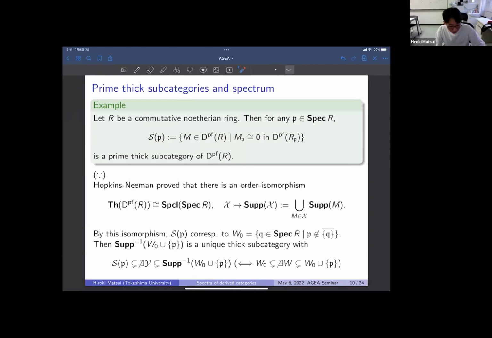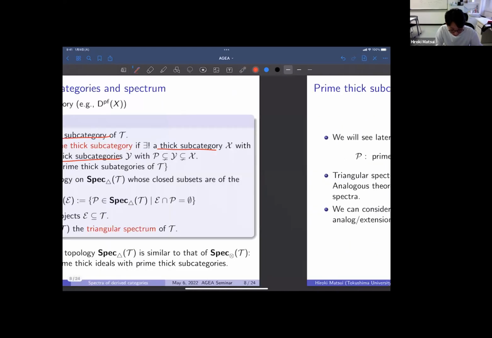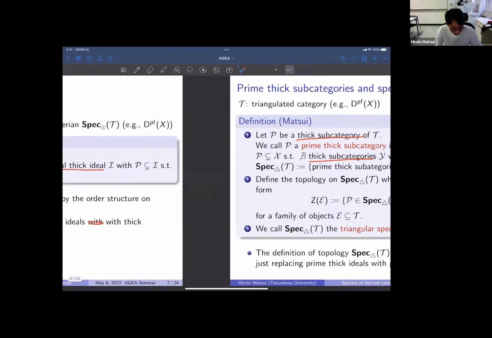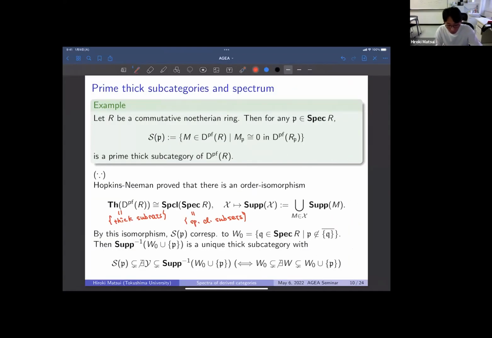Indeed, we can prove this statement as follows. By the result of Hopkins and Neeman, there exists an order-preserving isomorphism between the set of thick subcategories of the perfect derived category of R and the set of specialization closed subsets. Actually, this isomorphism is a special case of the result of Thomason. The affine case of the result is given by Hopkins and Neeman. And the correspondence is given by taking support.